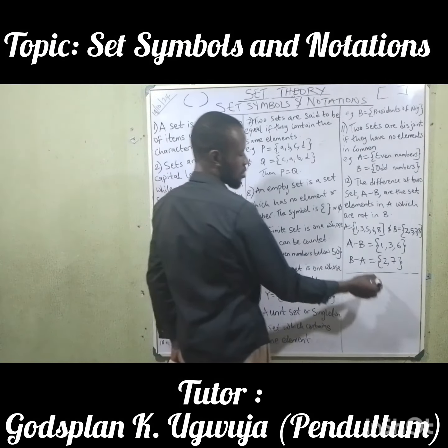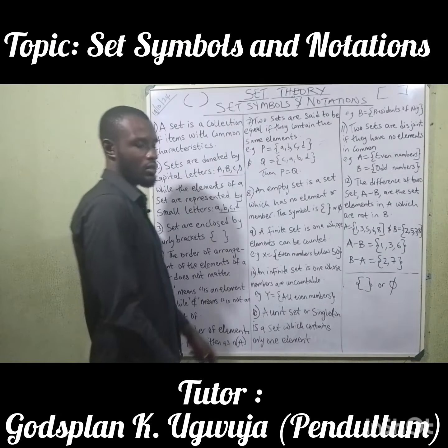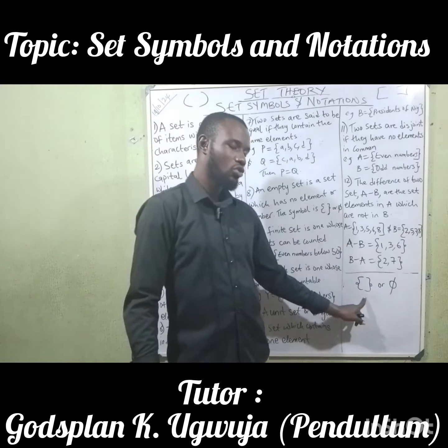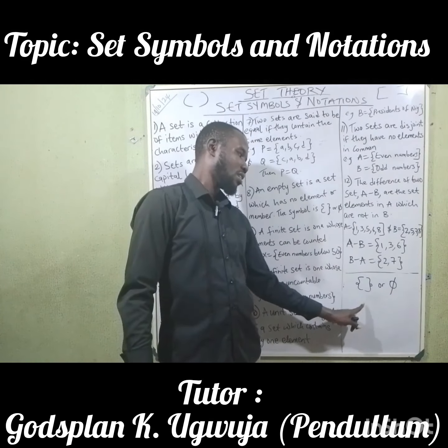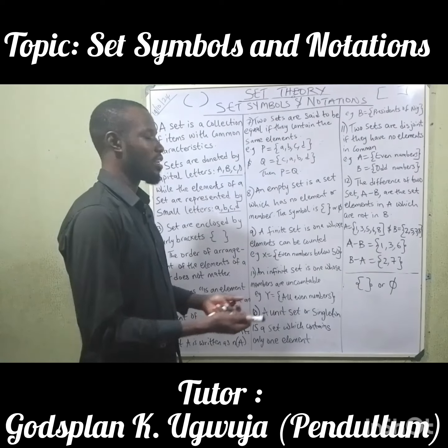Alright, or an O that is crossed out. But this is the most commonly used one for an empty set. But if any of this you see, just know it means that that set has no element.